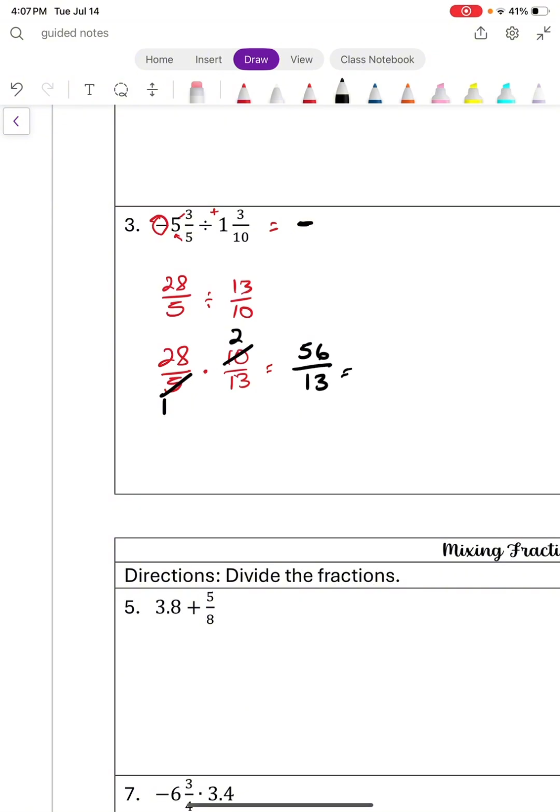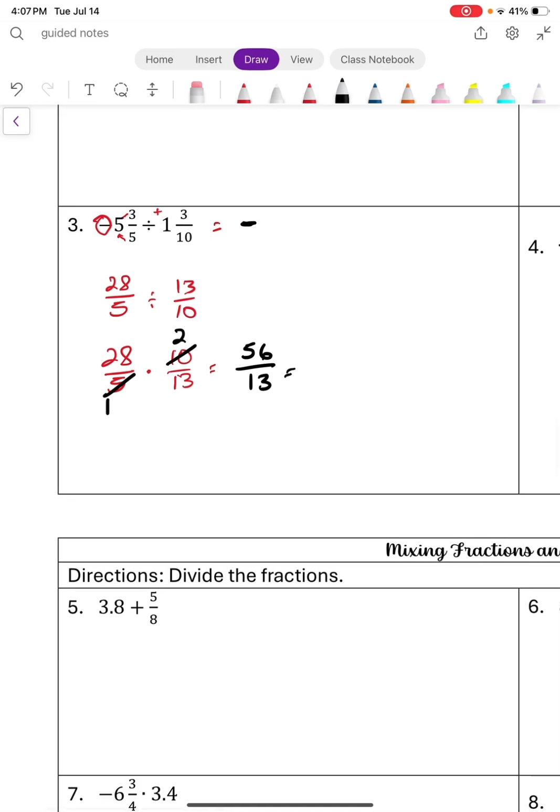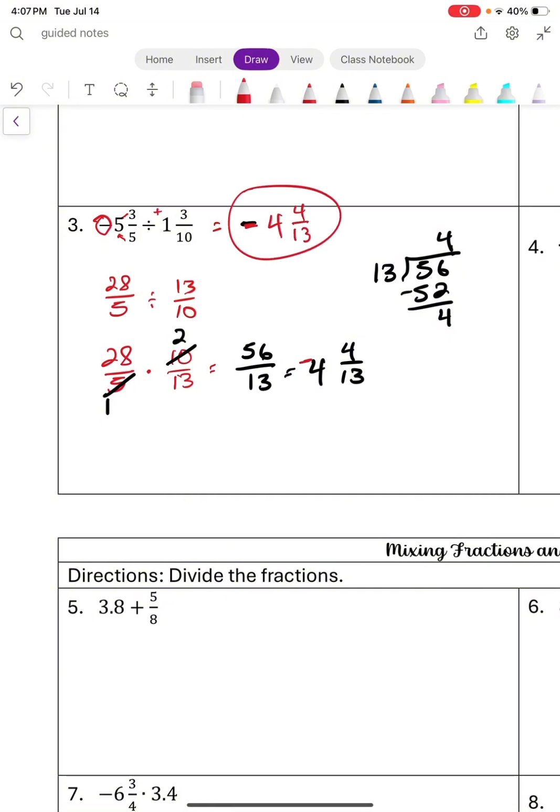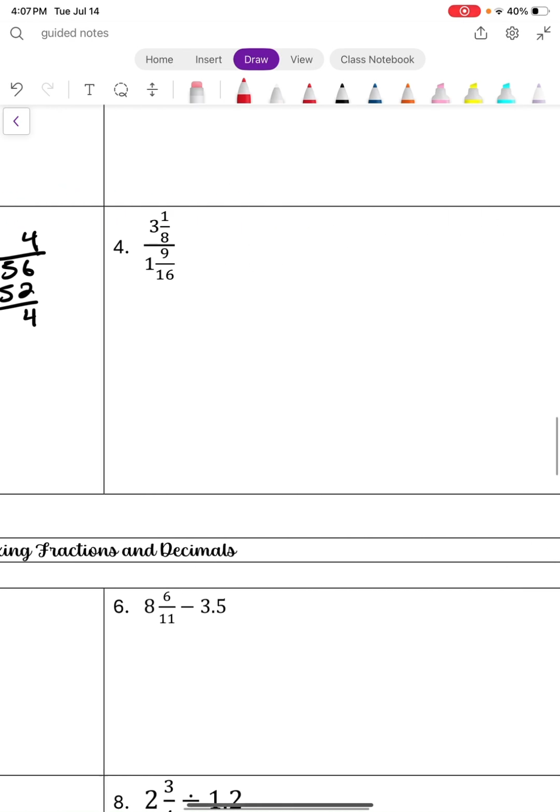Now, 13 into 56, it's a little tricky. You can use your calculator if you need some help with this. But 13 times 4 is 52. So 13 into 56 will go 4 times. 4 times 13 is 52. When you subtract those, it's going to give you 4. Take your remainder and write it over what you're dividing by. And since I have my negative up here, the answer is negative 4 and 4/13. There's your answer.